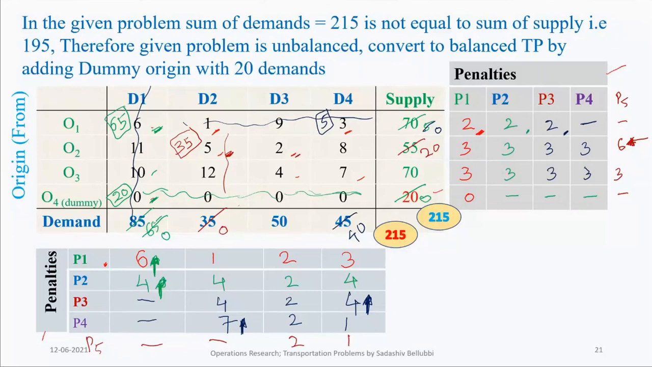For that 2, what is the supply and demand? Supply is 20 and the demand is 50. So we need to allocate 20. If you allocate 20, then it becomes 0 and the demand remains 30, and even this is cancelled. Now we should not go for the P6.